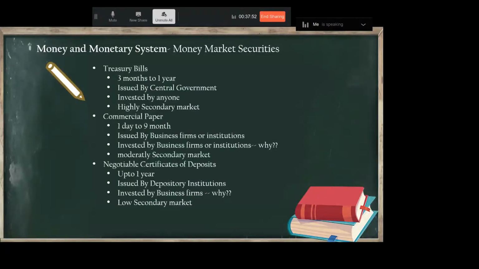Basically, a security is a promise. What kind of promise? To make your investment secure, right? Sorry, where was I? Yeah, we were talking about the money system and its application to economics and finance.